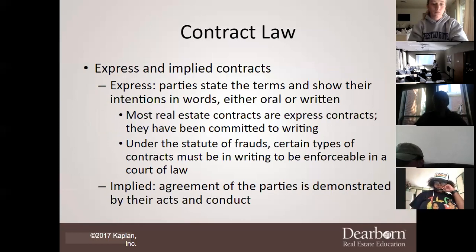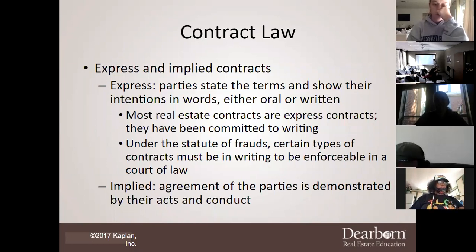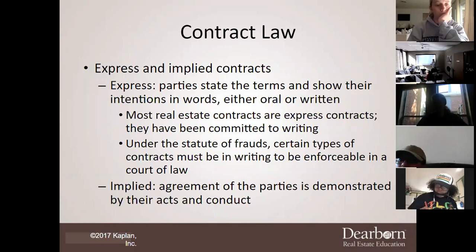All right, so express and implied contracts. Express, the parties state the terms and show their intentions in words, either oral or written. So an express contract would be like if I were to say, Wyatt, I will hire you at my business and I will pay you $100 an hour.